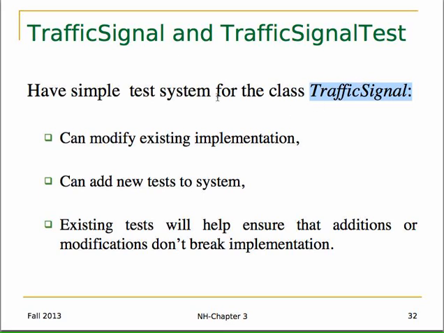This works. So we can modify this existing implementation, and we can add new tests to the system. Existing tests will help ensure that additions or modifications don't break the implementation. These are the kinds of tests that people actually do. A lot of times, you might modify things ever so slightly, and that might break something that already worked. So we set up these tests, called regression tests, to make sure that we are not regressing. We are always progressing, or going forward. We have existing tests to make sure that additions don't break what's already there.